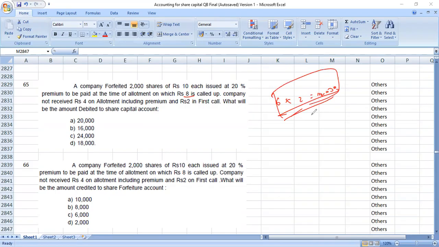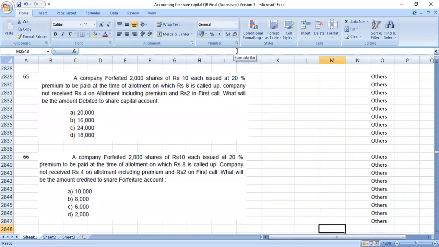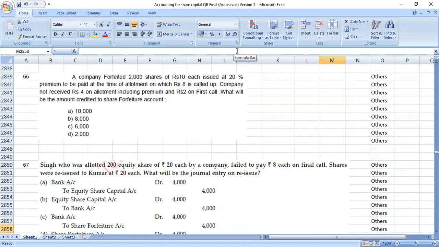This problem we faced in class also. I don't know, the students asked it out. 12,000 or 16,000 answer. So we assumed that this 8 rupees called up is actually the called up value of share capital, premium amount include பண்ணாதது தான் 8 அப்படின்னு சொல்லிட்டு 16,000 ஆன்சர்னு determine பண்ணோம். Anyway, these questions were made by random people, not CBSE and all. So that much of assumptions we can make ourselves.